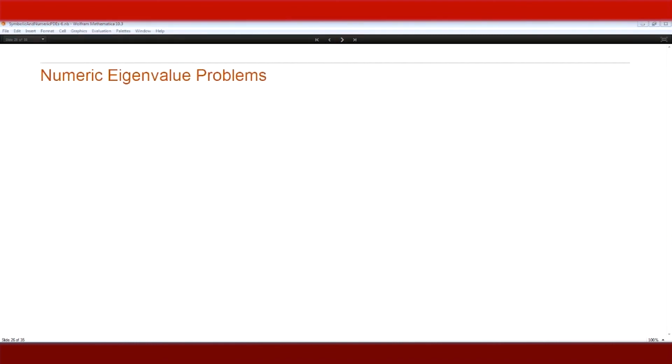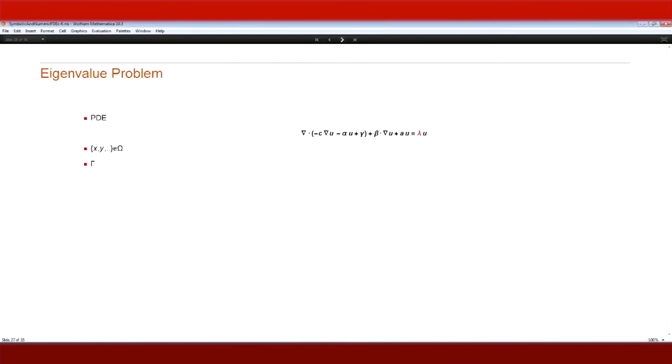In this section, we're going to discuss numeric eigenvalue problems. To solve numeric eigenvalue problems, you typically need 2 or 3 things. You need a PDE, a region specification, and sometimes boundary conditions. The PDE is given in exactly the same coefficient form that NDSolve and NDSolveValue take, with a slight exception that you don't have a right-hand side f, but a lambda u, where lambda is the eigenvalue. Boundary conditions do not always need to be given. If they're not given, the problem is unconstrained, and if you specify boundary conditions, it's a constrained eigenvalue problem.